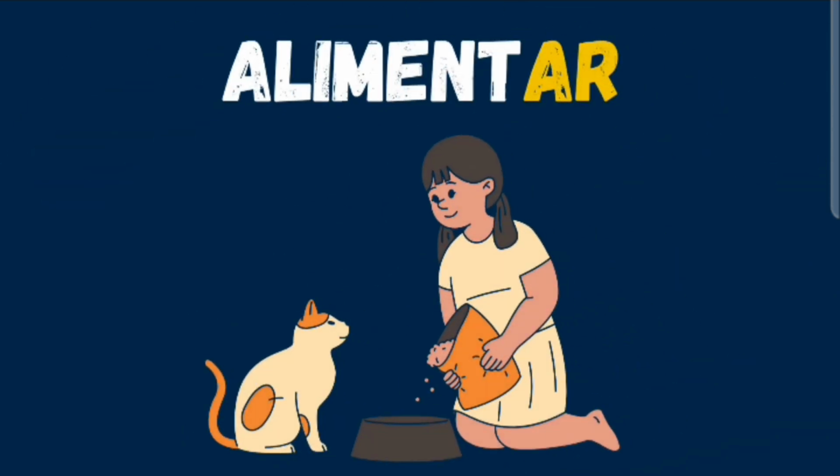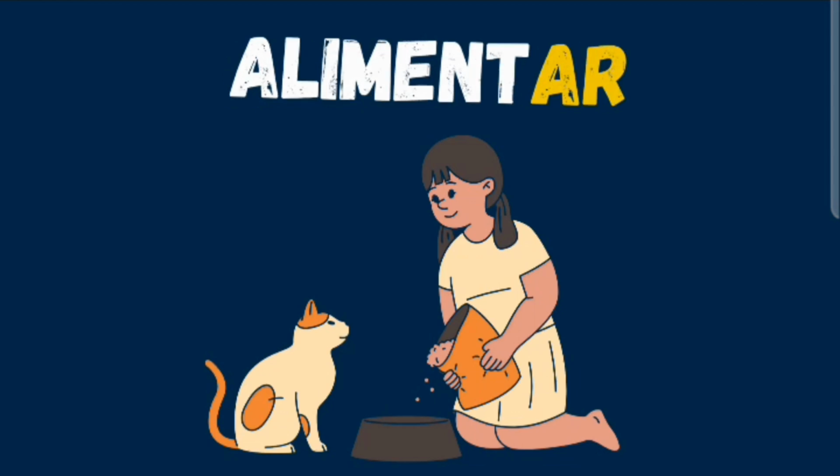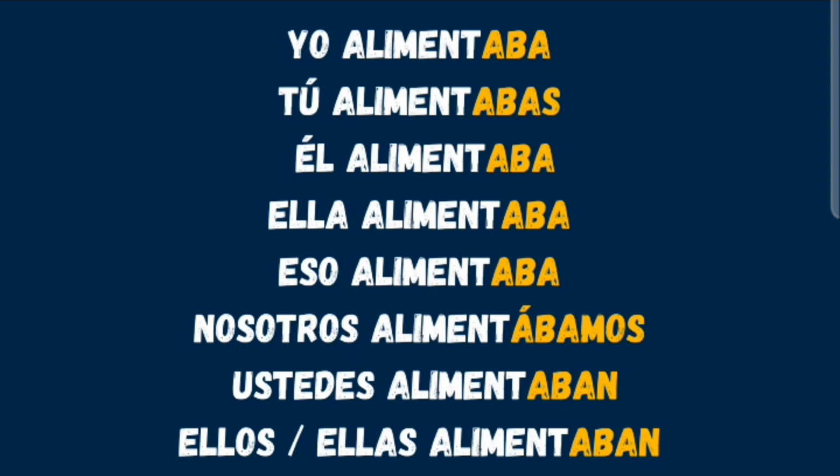The next verb we have is to feed. To feed means alimentar. And let's see how you have to conjugate this verb in the imperfect past. Yo alimentaba. Tú alimentabas. Él alimentaba. Ella alimentaba.